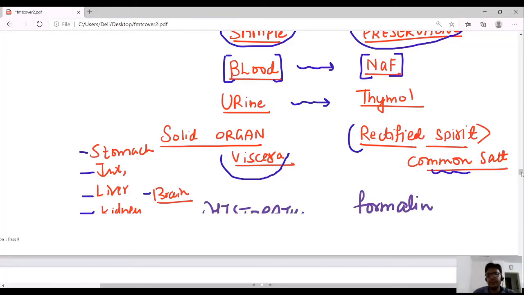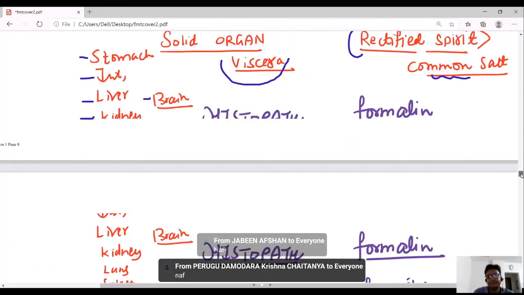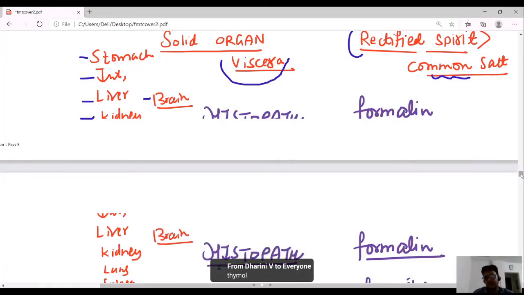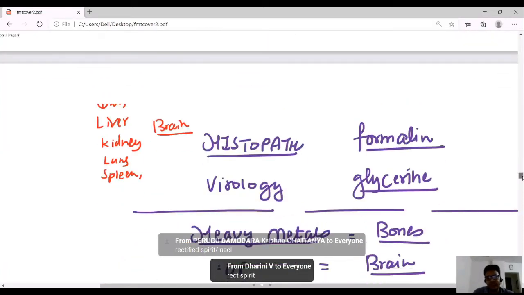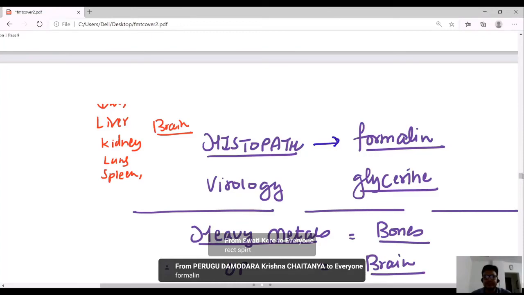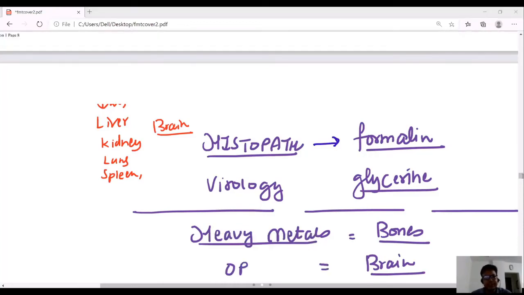Write down, what is a preservative for blood? Sodium fluoride. What is a preservative for urine? Yes, it is thymol. What is a preservative for all viscera? Rectified spirit is the best preservative, or sometimes we use common salt. For histopathology, the best preservative is formalin.